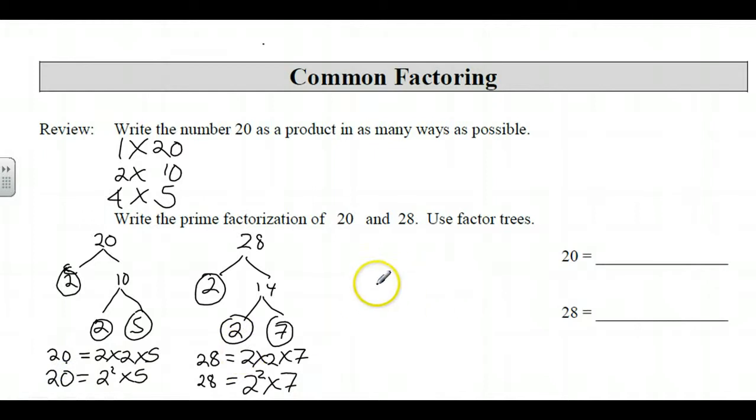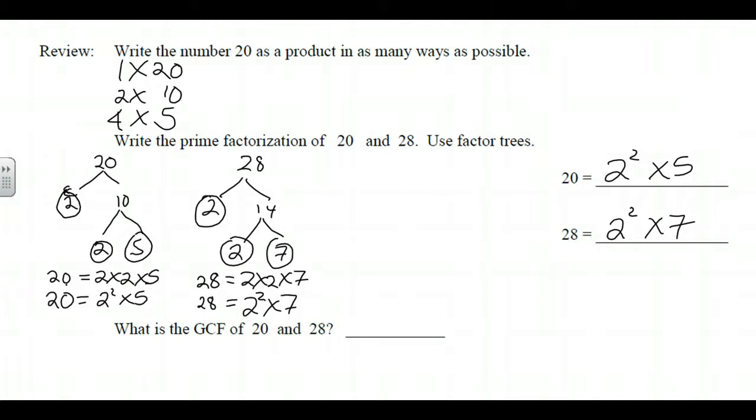So the greatest common factor, oh wait, here we go, 20 is 2 squared times 5. 28 is 2 squared times 7. So what's common? The 2 squared. And so the greatest common factor is 2 squared, which is 4.